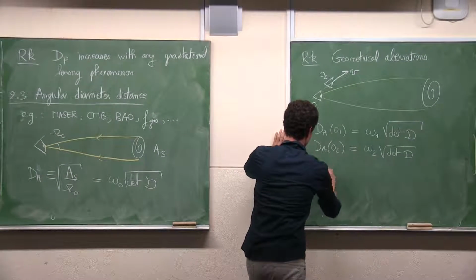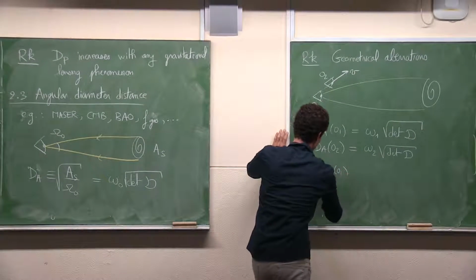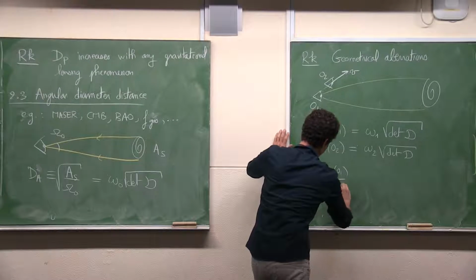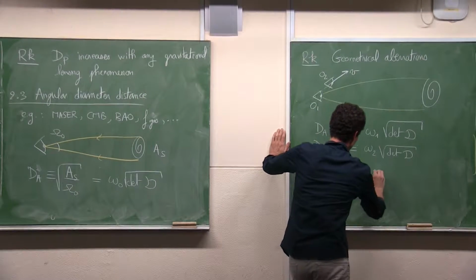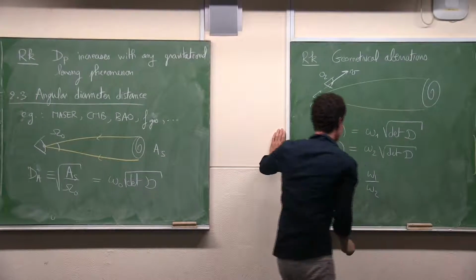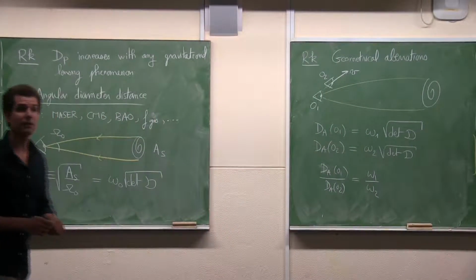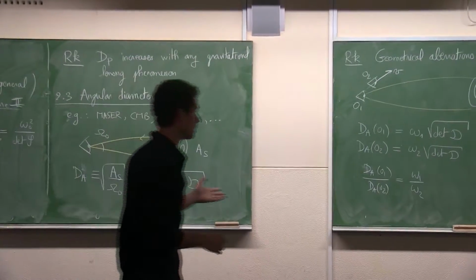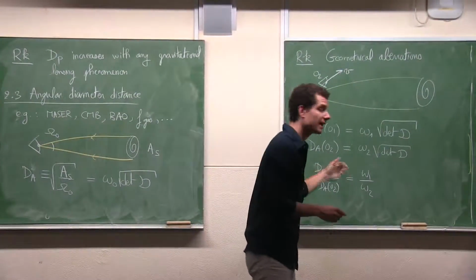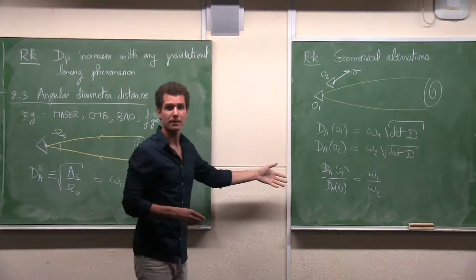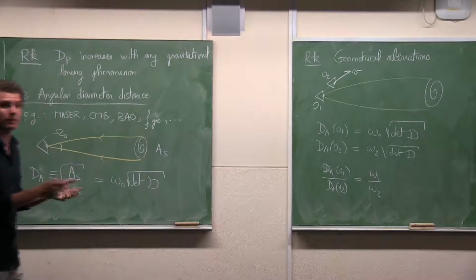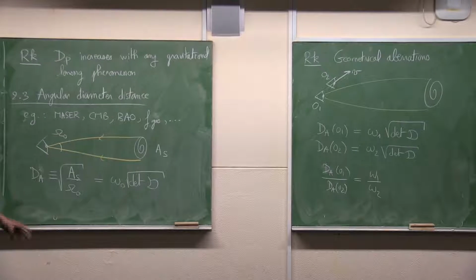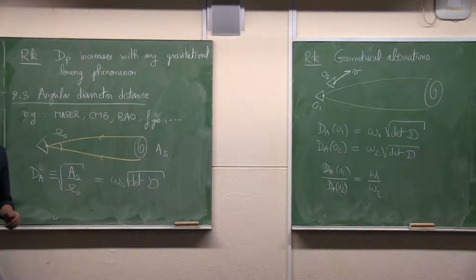So dA of O1 over dA of O2 is omega 1 over omega 2. That's why the effect of aberrations that we study when we are doing special relativity goes exactly like the redshift. It's because the information about the full velocity of the observer is contained in the frequency that multiplies this geometrical object.